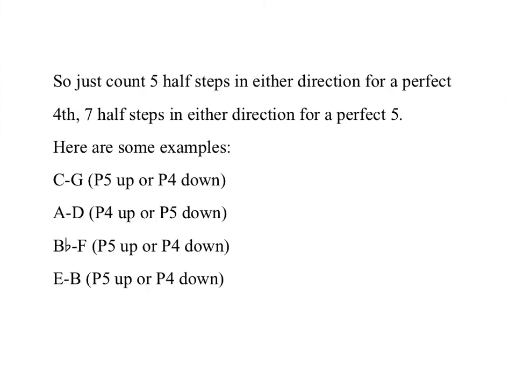So just count 5 half steps in either direction for a perfect fourth, 7 half steps in either direction for a perfect fifth. I'll show you some examples on the clock, on the staff, and on the keyboard. So some examples might be from C to G, which is a perfect fifth up, or a perfect fourth down, A to D, a fourth up or a fifth down, B flat to F, a fifth up or a fourth down, or E to B natural, a perfect fifth up or a perfect fourth down. Let's look at some of these.